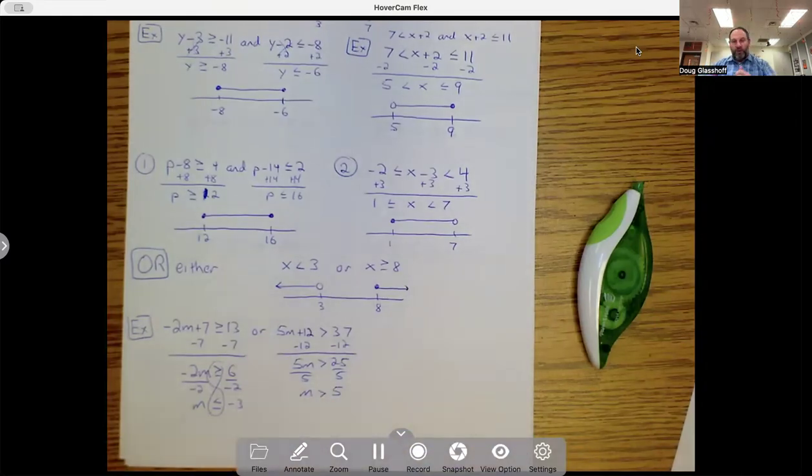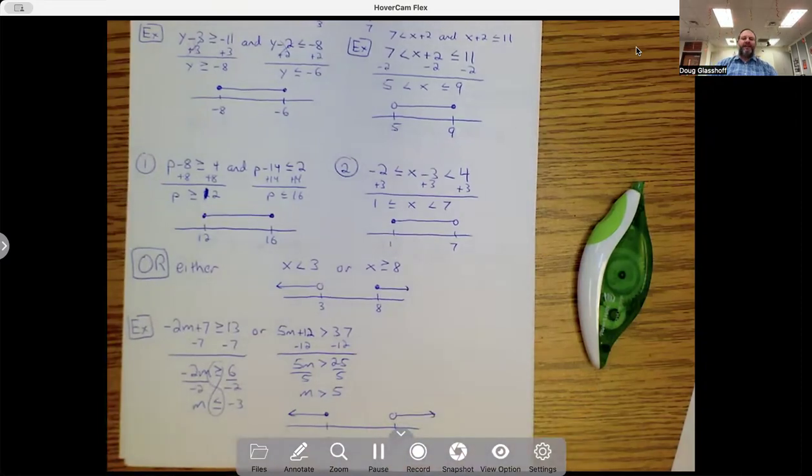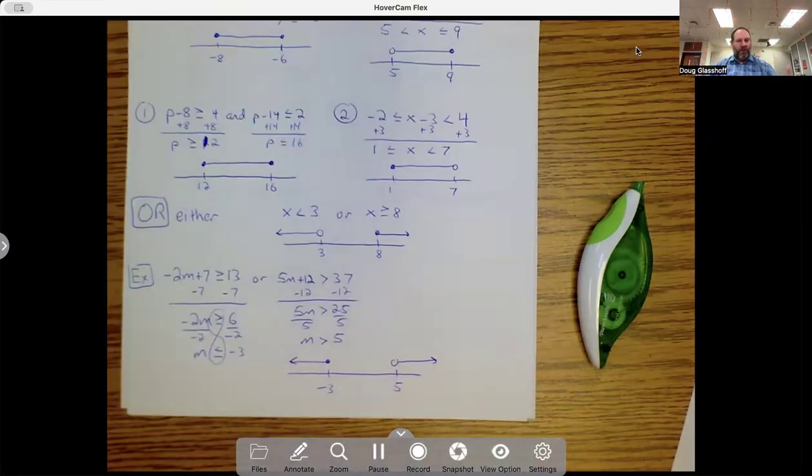So again, remember, it's or. We expect them to go away from each other, and that's exactly what happened here. So we have less than or equal to negative 3 going that way, greater than 5 going that way. So that's typically what we see when we have an or problem. Again, we just solve each one separately, graph them out on the same number line, and there's our solution set.